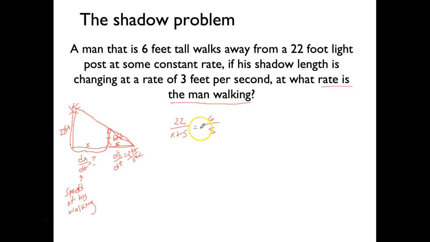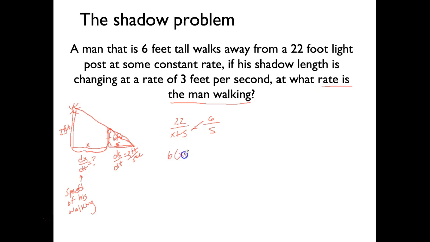And if you see, this is why there's a lot of people that find these shadow problems pretty difficult. First of all, they don't understand that this means how fast he's walking. Okay, the distance between the post and the man changing is how fast he's walking. Second, they don't realize it's a similar triangle that they can set up the formula for. Third, they don't notice that you need to manipulate it before you take the derivative, or your life is going to be difficult. So in order to manipulate it, let's cross multiply.